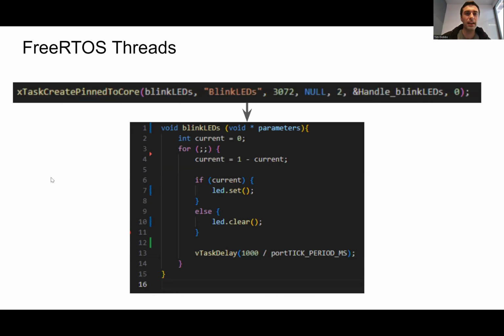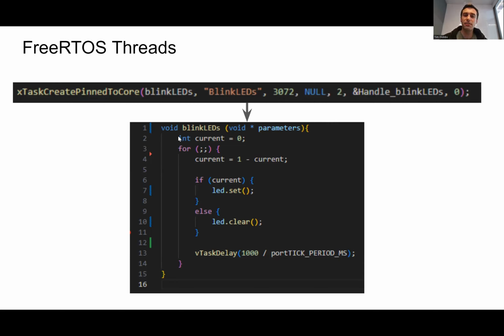Okay, so then, great, now I've created these threads. What are the threads? Well, if I use this blink LEDs thread, I would define a function called blink LEDs. So you can see I've referenced it up here, and I've said it takes this void star parameters, so I'm allowed to send it parameters. In this case, I'm not. And then it works kind of a similar way.